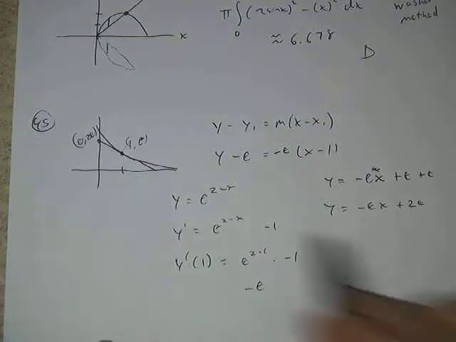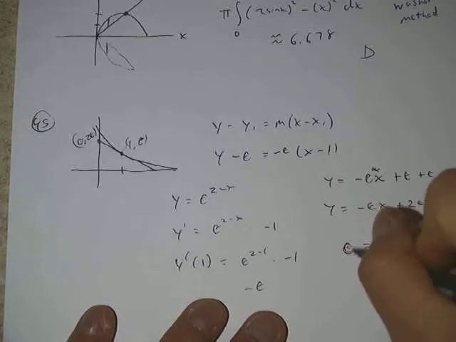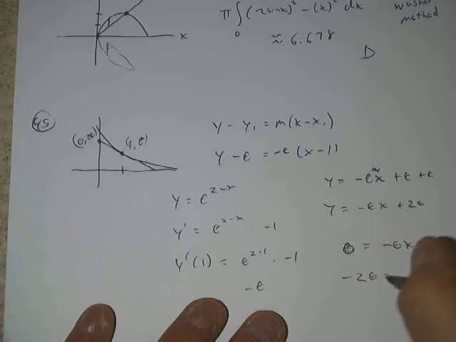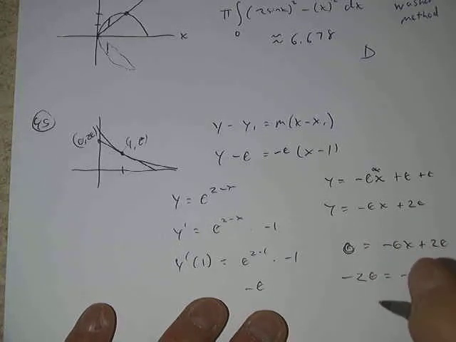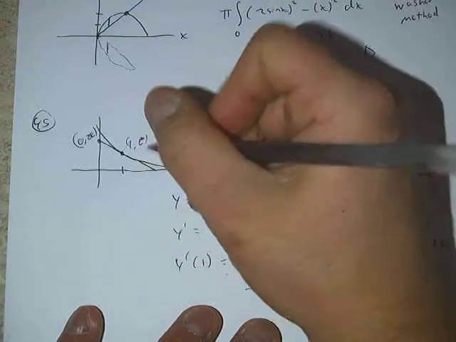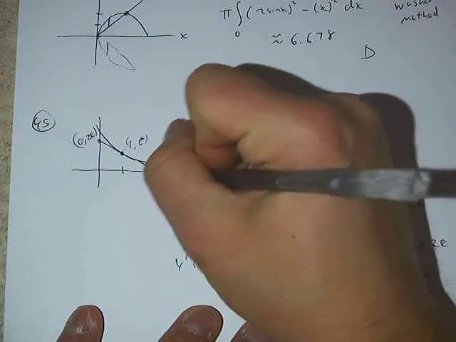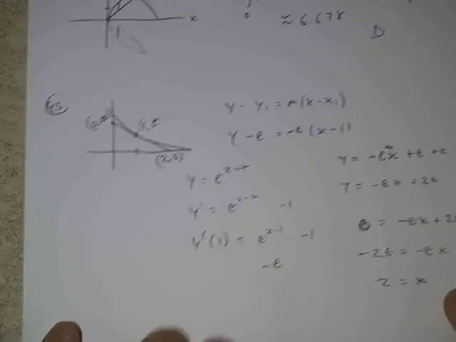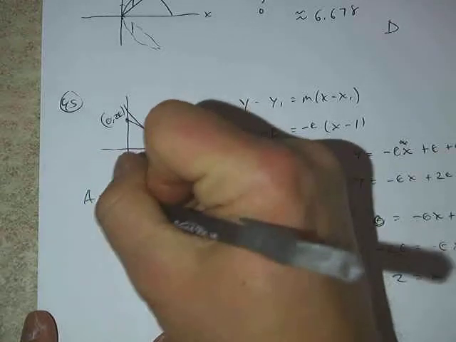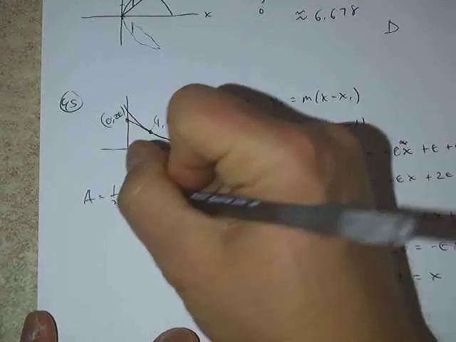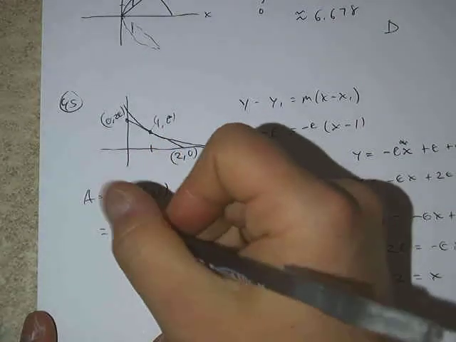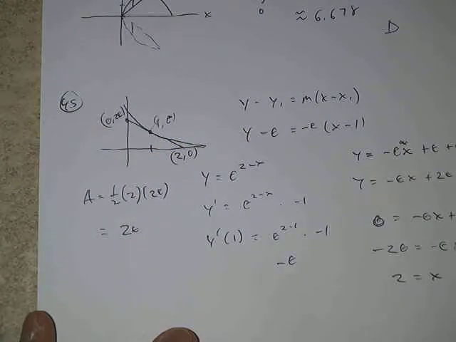And then the other issue is what's the x-intercept? Well, if we let y equal 0, we have 0 equals negative ex plus 2e. Negative 2e equals negative ex. If we divide, we'd get 2 equals x. And (2, 0) then would be our point in question. And now we should have enough ammunition to calculate the area of that triangle formed here. 2 being the base, 2e being the height, and ultimately we'd get 2e, which would be letter A.